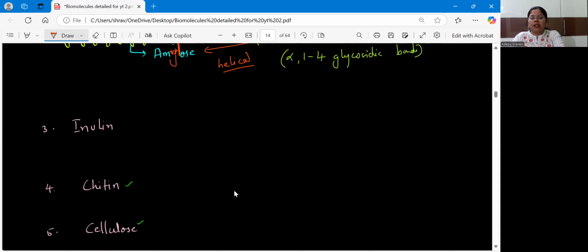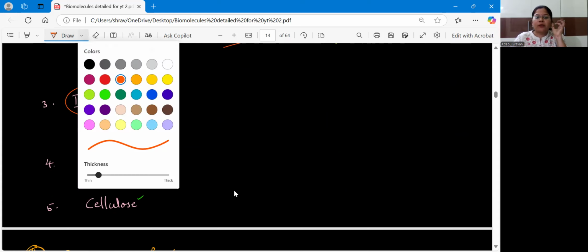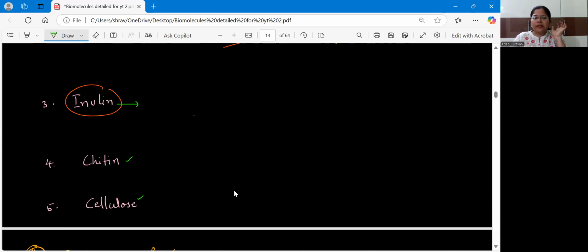Next, if you talk about inulin. Inulin, chitin, cellulose, all these structures are not given in your textbook, but you have to remember what component it is made up of. So if you talk about inulin, it is a polymer, or we can say a homopolymer of fructose. So till now, glycogen and starch, we have seen, are homopolymers of glucose, whereas inulin is a homopolymer of fructose, very, very important.